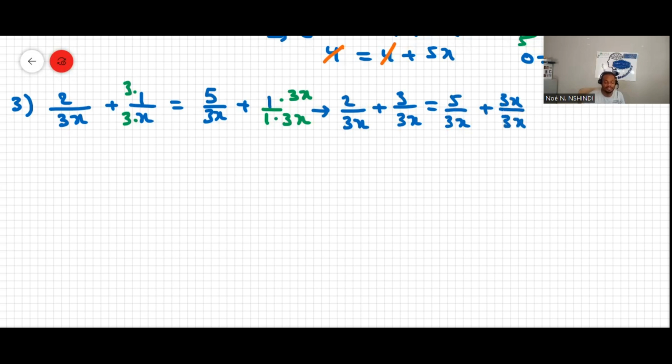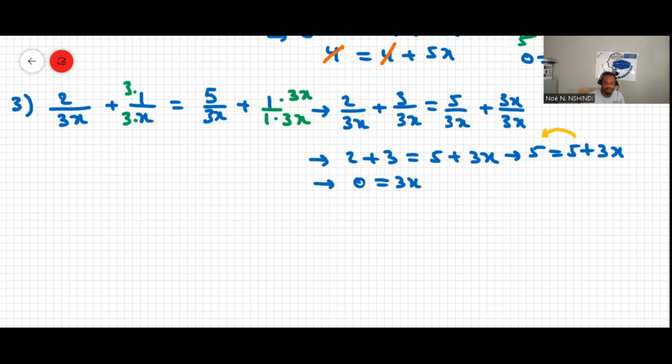Then this will make what? 5. This will make 5. Okay. Let's just do the steps. That makes 2 plus 3 equal 5 plus 3x. Okay, and then that makes what? 5 equal to 5 plus 3x. And then if I move the 5 over, let's move this 5 on the other side, and then this will become what? 0 equal to 3x. That means x equal to 0.